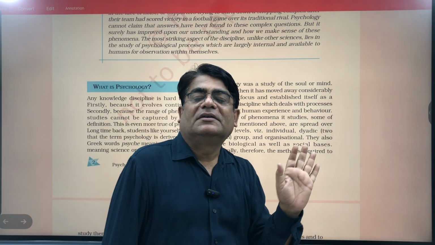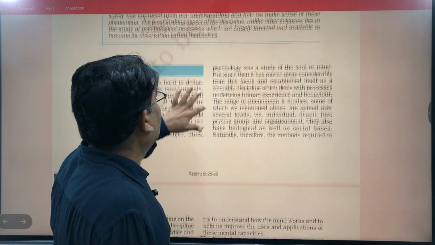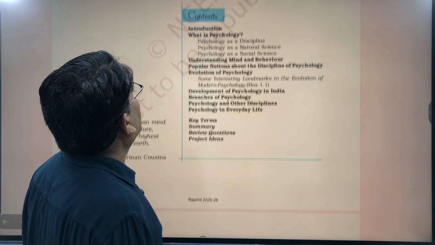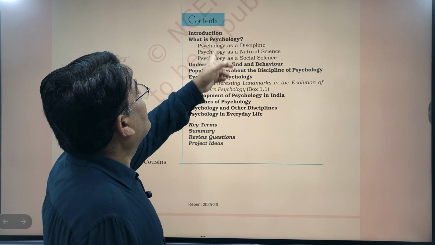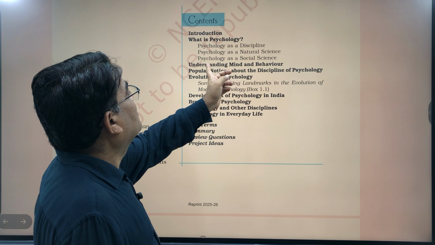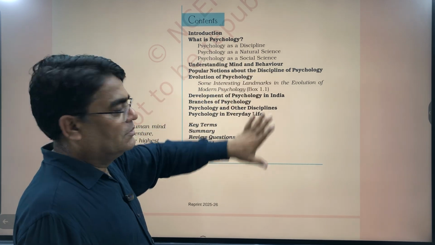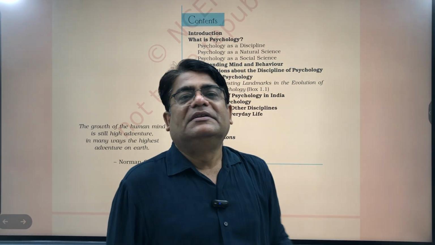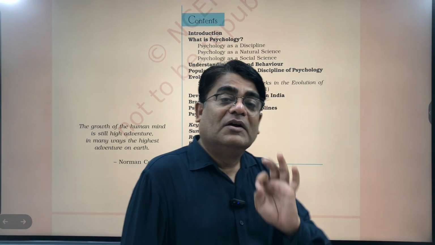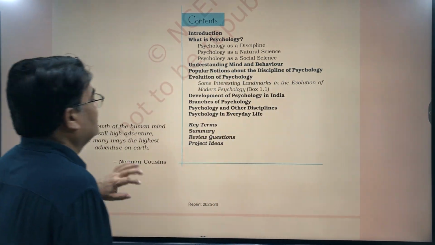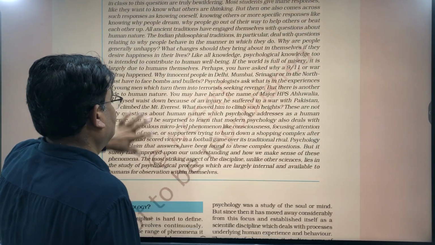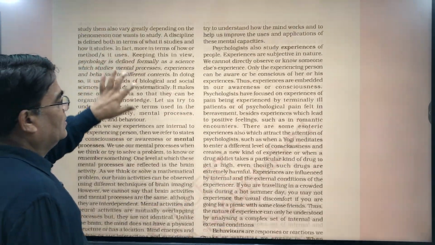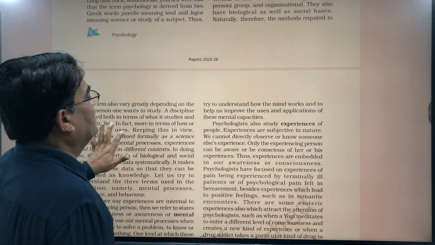What is psychology? Directly, chapter 1. I am going to start, and see the syllabus. If you want to see the syllabus, see here: what is psychology? Psychology is a discipline, psychology is a natural science, and psychology is a social science. I will discuss this right now, and you will notice, when you read the things and when you understand through this lecture, what difference you find. Let's start. I need not go through sentence by sentence. What is psychology? I will let you know only the key things, and then I will explain.